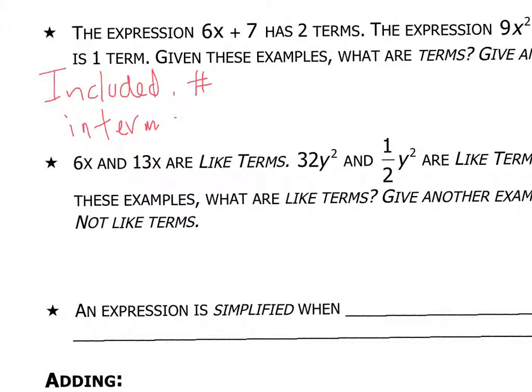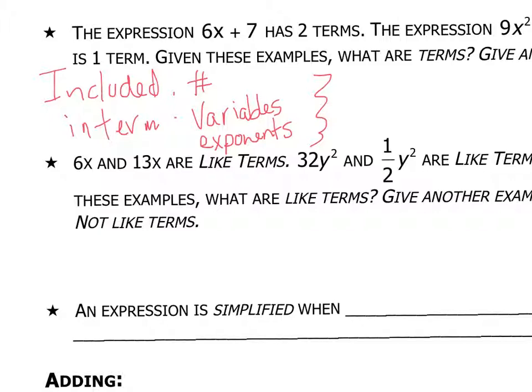Obviously 6x and 7 and 9x squared and all those terms are not just numbers. What else do we have included in there? Variables. Variables, okay, so we have numbers, variables. Anything else we see? Exponents, good. Okay, numbers and variables and exponents. There are more things that can be included in a term, but for the most part these will be our terms. We won't really look at much other than that.